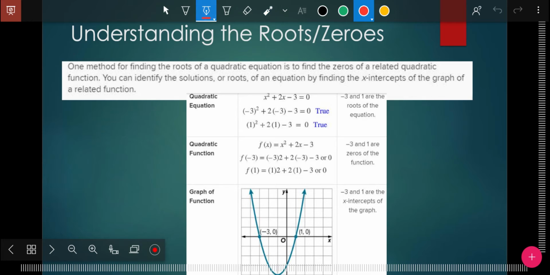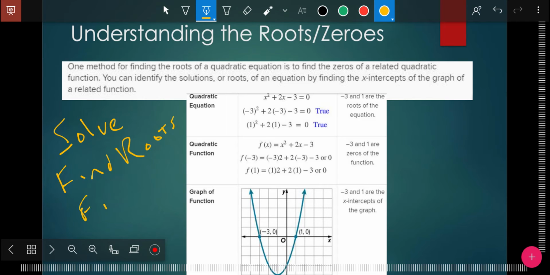Now, I use the word solutions. It's important to know that it could say solve, or it could say find the roots, or it could say find the zeros. Those are three things that mean the same thing.